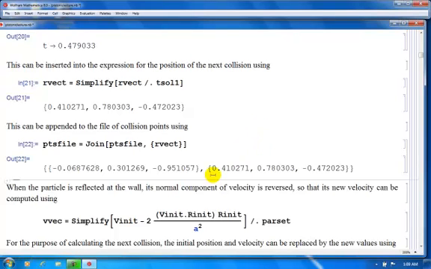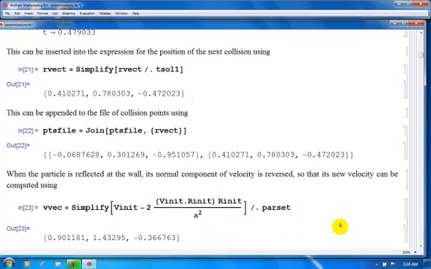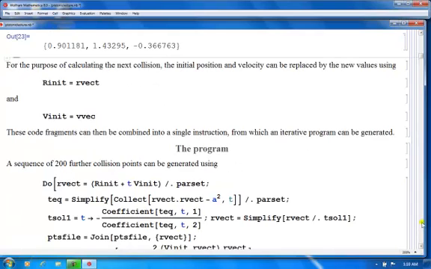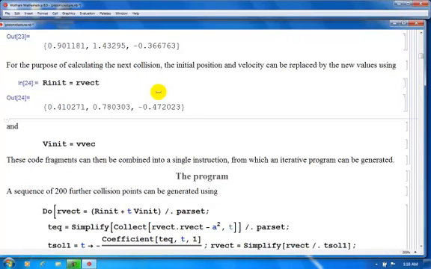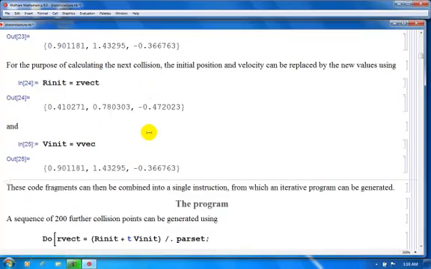So now we've had 2 collisions, and these are the coordinates of the points where they occurred. And now we take the initial velocity and we subtract off twice the component of the velocity in the radial direction, and that gives us that. And now we update the initial position to be where that one occurred, and we update the velocity to be that. And now we can keep doing that as long as we like.